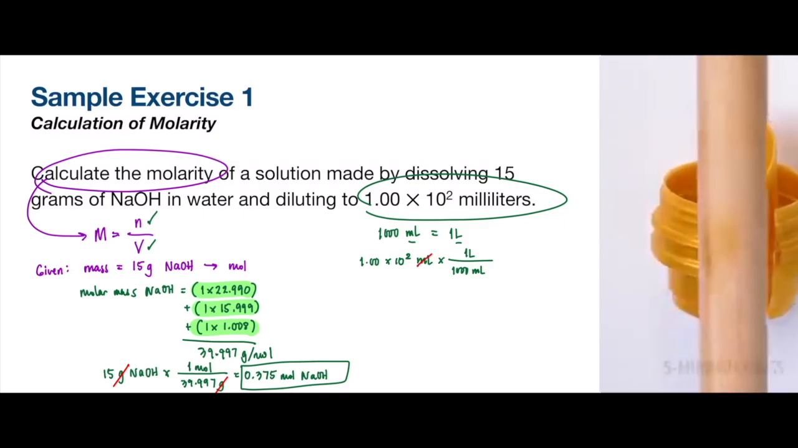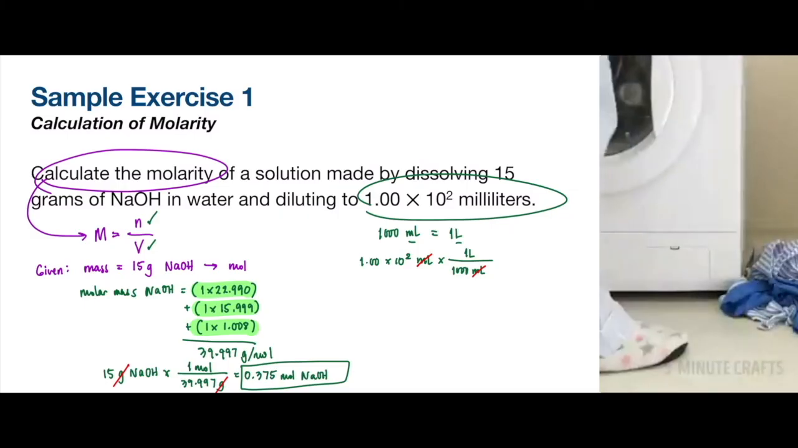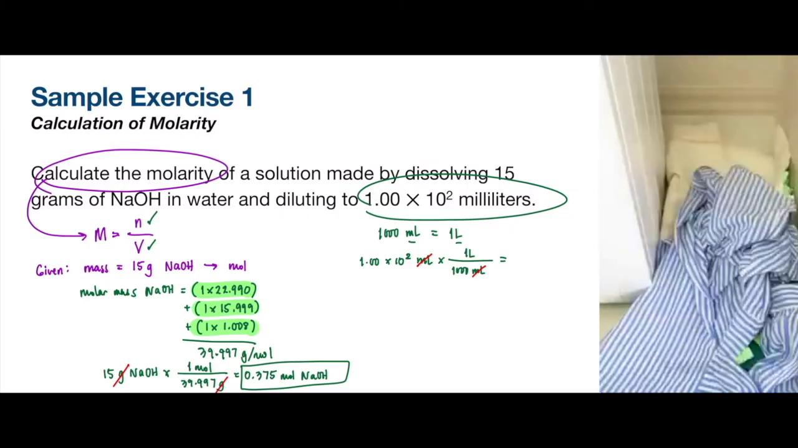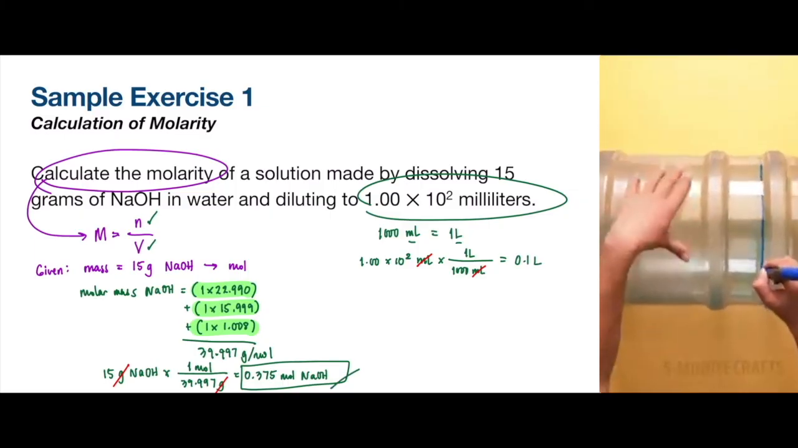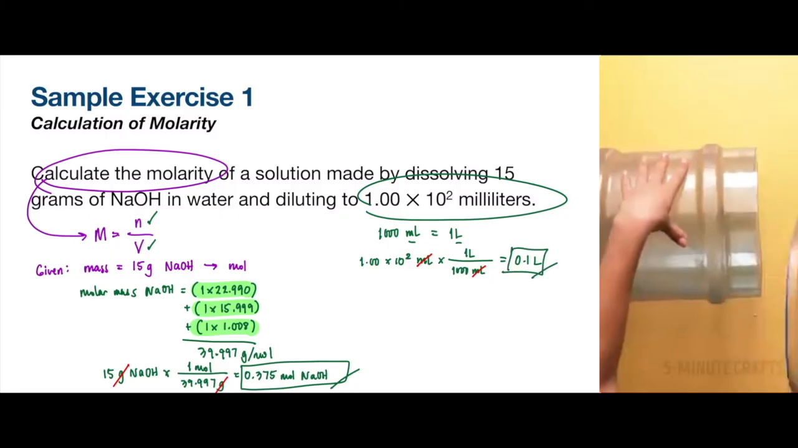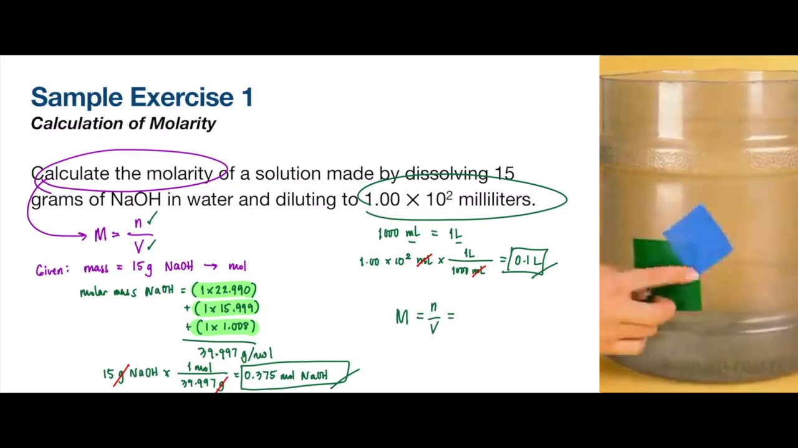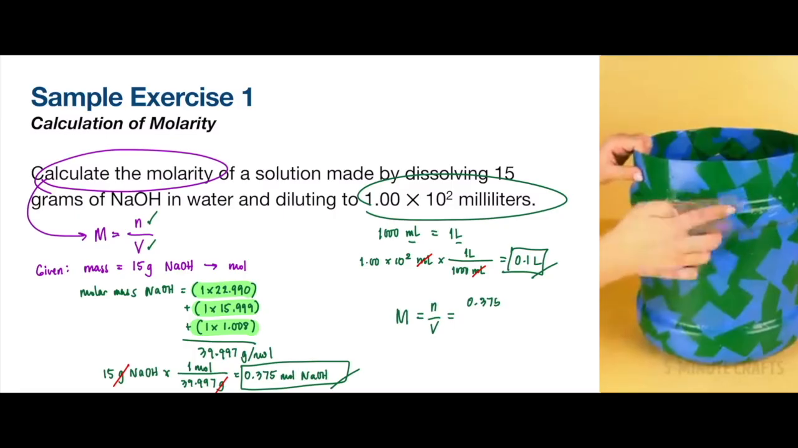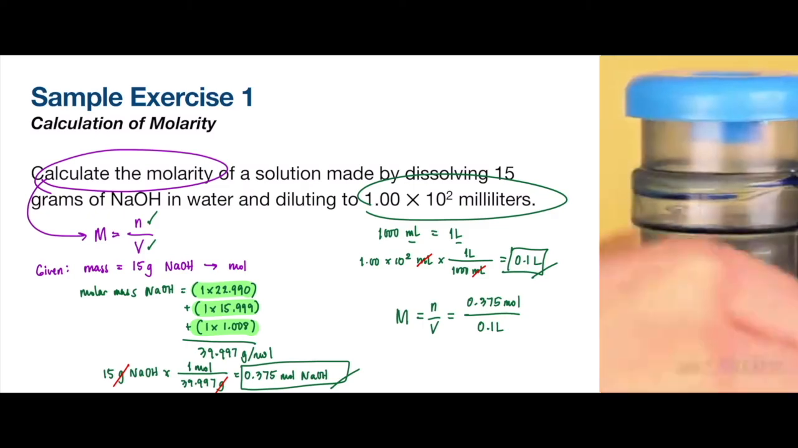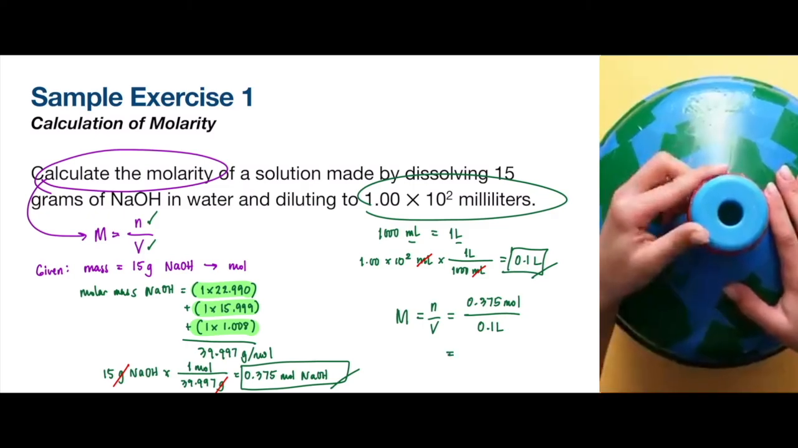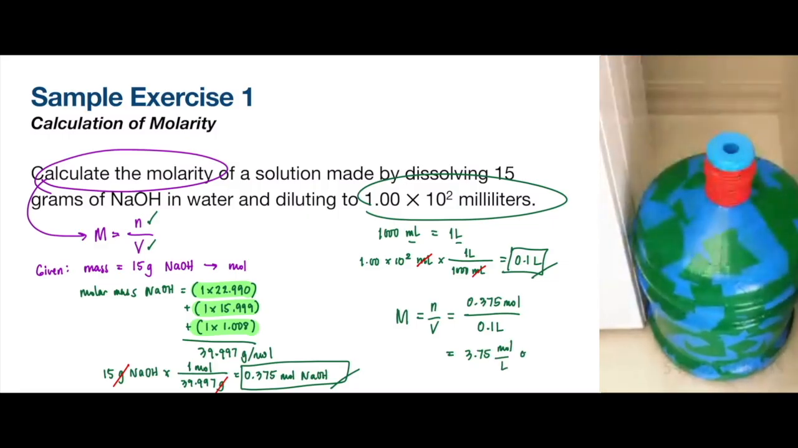So we can cancel this, and then 1 times 10 raised to 2 times 1 divided by 1000 is equal to 0.1 liters. Now that we have the moles of solute and the volume of solution in liters, we can solve for the molarity of the solution. So n, or moles of solute, is 0.375 moles over 0.1 liters. So 0.375 moles divided by 0.1 liters is 3.75 moles per liter, or molar.